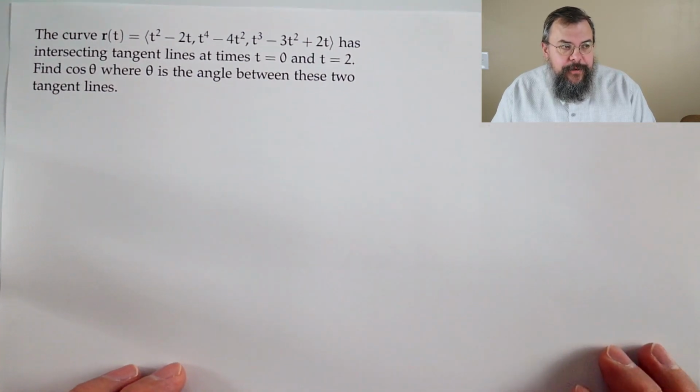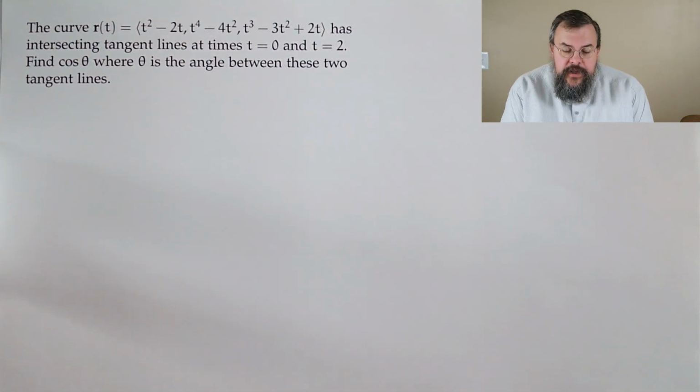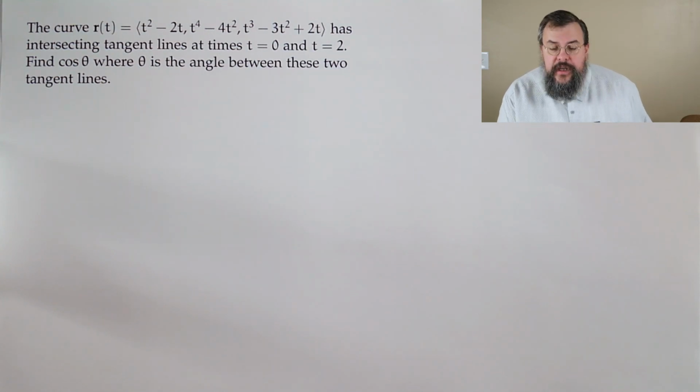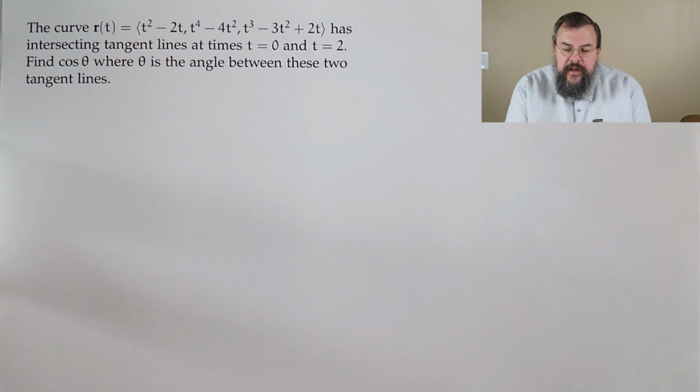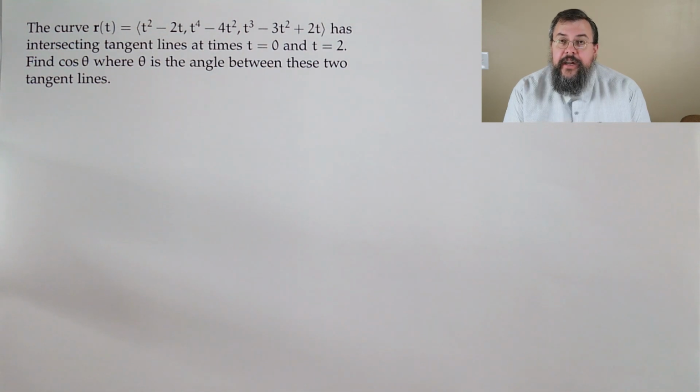Okay. Which means we should do more fun problems. So our next one. The curve r of t, which is t squared minus 2t, t to the fourth minus 4t squared, and t cubed minus 3t squared plus 2t, has intersecting tangent lines at times t equals 0 and t equals 2. So find cosine of theta, where theta is the angle between these two tangent lines.